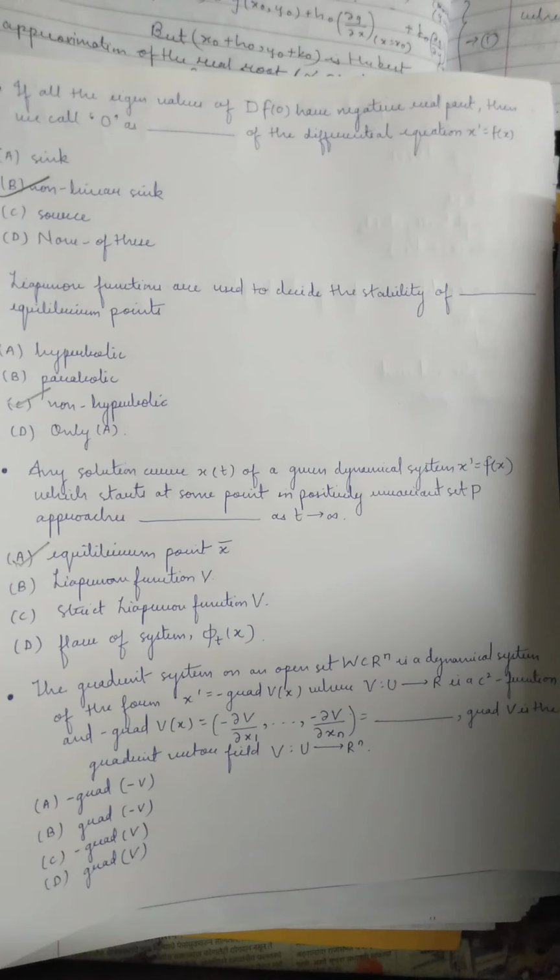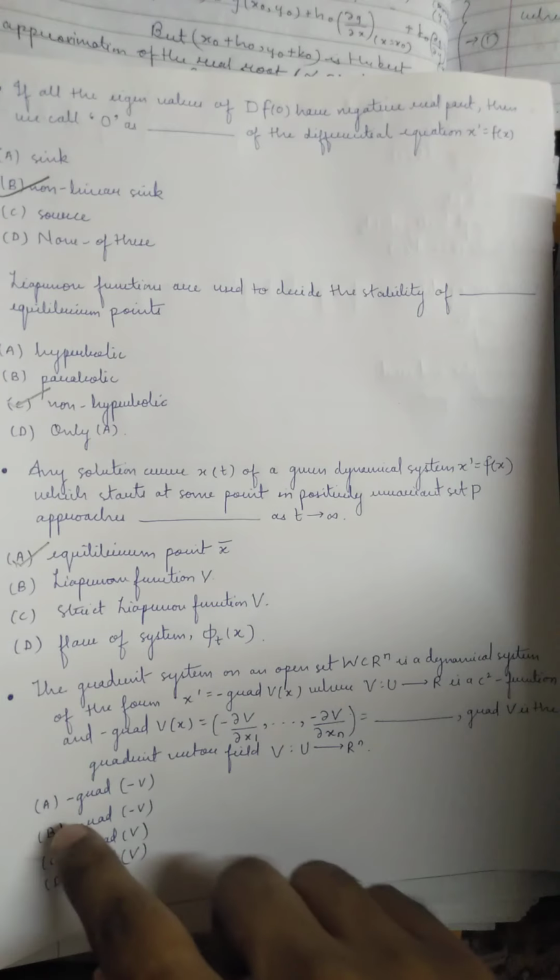Next, the gradient system on an open set. This is the question concerned with gradient systems section. The gradient system on an open set W contained in Rn is a dynamical system of the form x dash is equals to minus grad of v of x, where v from u to r is a C2 function and minus grad of v of x is equals to minus del v upon del x1 and so on till minus del v upon del xn is equals to dash. Grad of v is the gradient vector field v from u to Rn. So the correct option here is minus grad of minus v, option A.